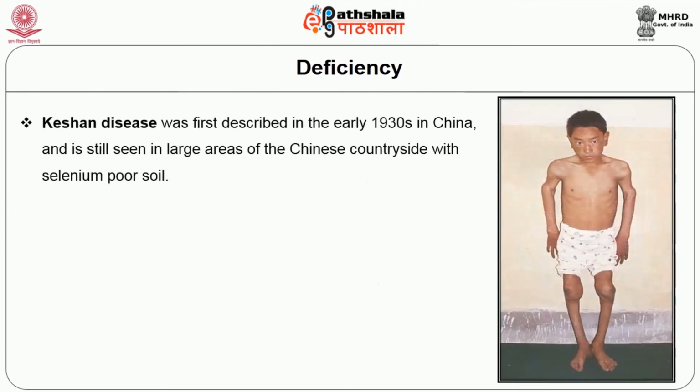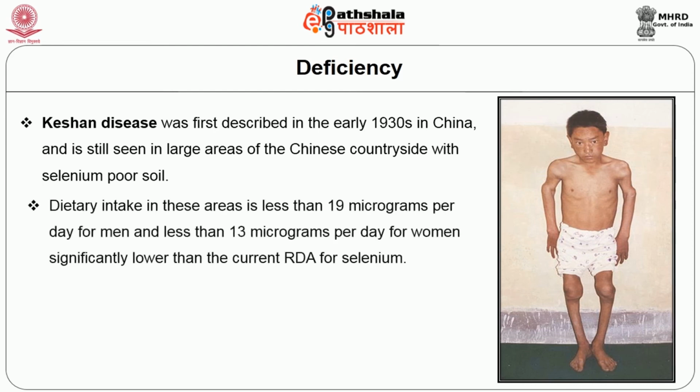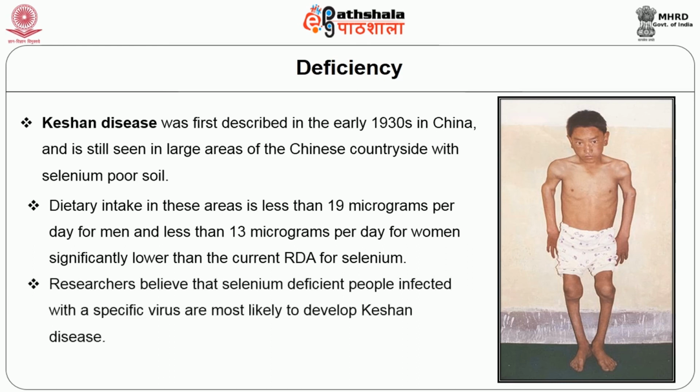Keshan disease was first described in the early 1930s in China and is still seen in large areas of the Chinese countryside with selenium-poor soil. Dietary intake in these areas is less than 19 micrograms per day for men and less than 13 micrograms per day for women, significantly lower than the current RDA for selenium. Researchers believe that selenium-deficient people infected with a specific virus are most likely to develop Keshan disease.